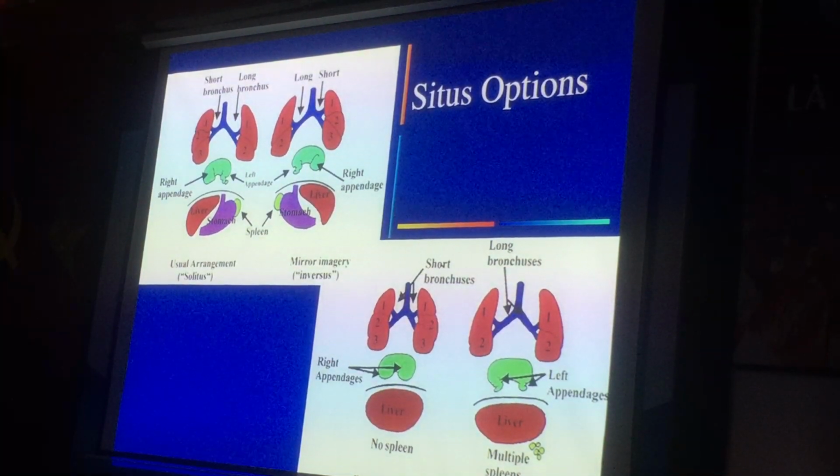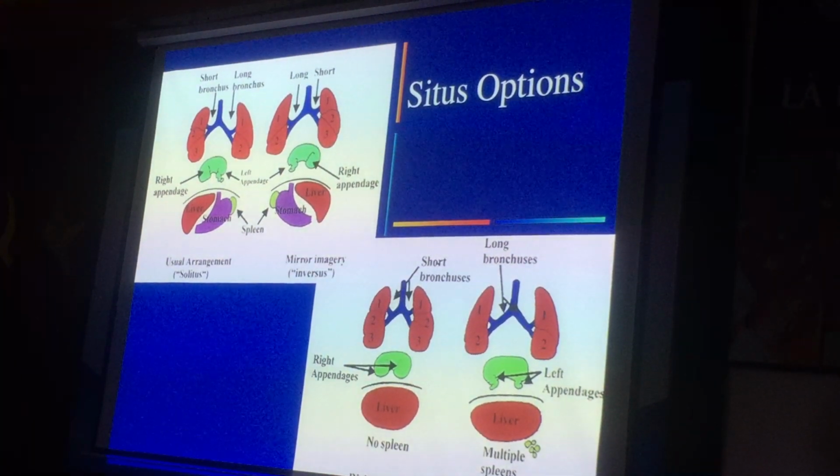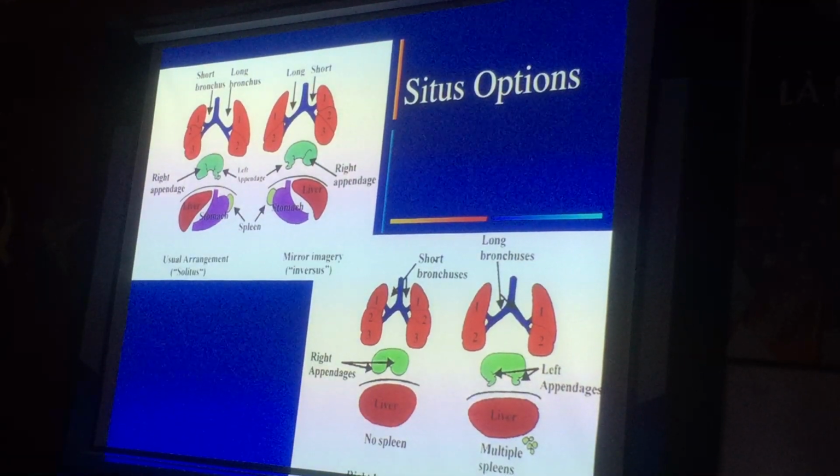In left isomerism, aren't you buying the chapter? It'll be in the chapter. You don't have to take photographs, but you can go ahead.